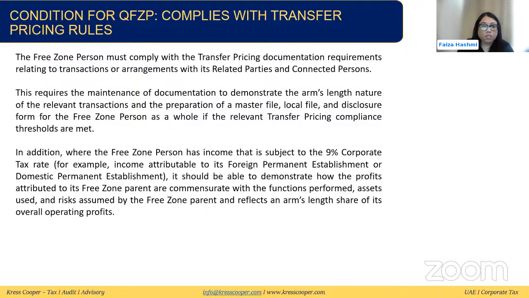Now, if the free zone person has income that is subject to 9% corporate tax, for example, any income which is attributable to the foreign permanent establishment or domestic permanent establishment, then you need to have records or supporting documents to demonstrate how this profit has been attributed. So how have you allocated this profit to those domestic or foreign permanent establishments and to the free zone parent? You need to have documentation to then satisfy the FTA later on how this has been done at arm's length.